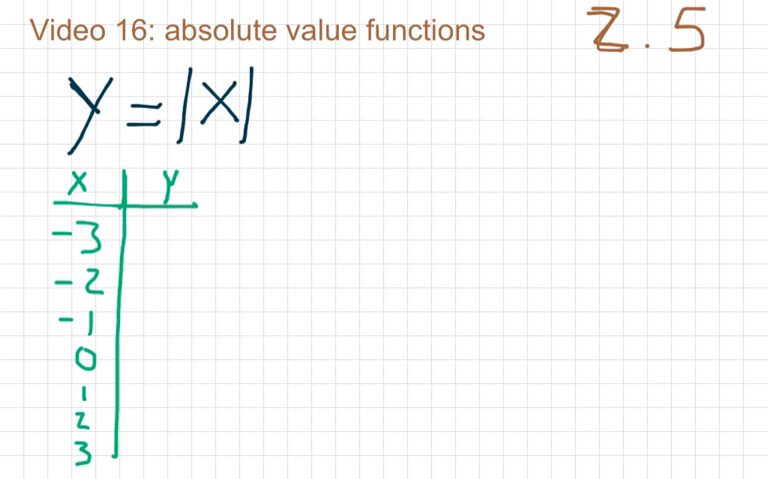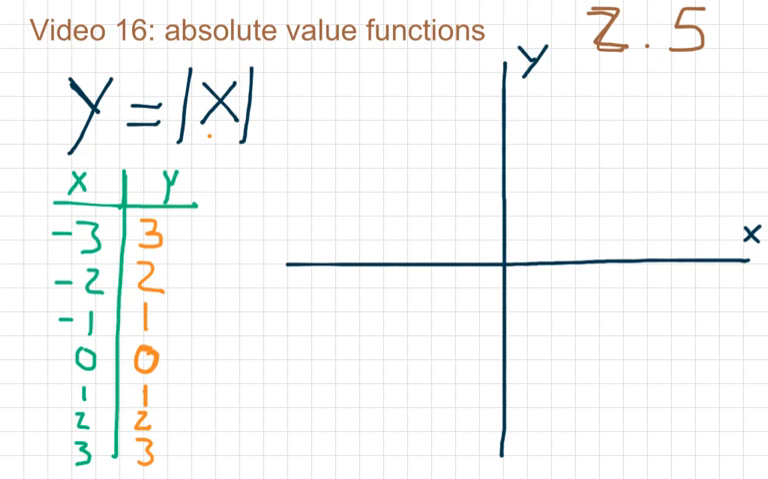Now if I plug in -3 into this function here, the absolute value of -3 is positive 3. If I plug in -2 into this function, my value is positive 2. If -1 goes in, I get back 1. If 0 goes in, the absolute value of 0 is 0. If I plug in 1, the absolute value of 1 is still 1. The absolute value of 2 is still 2. And the absolute value of 3 is still 3. So I see my points now on a table. Let's go ahead and graph them.